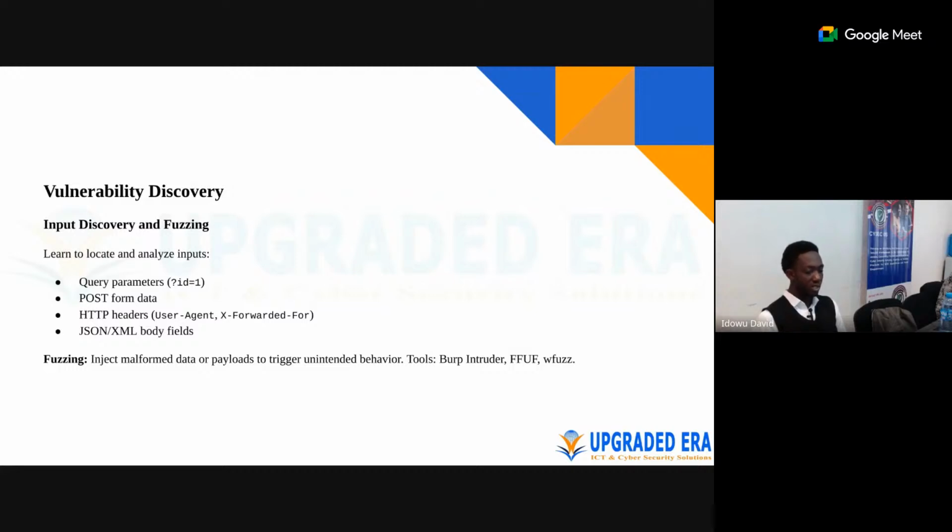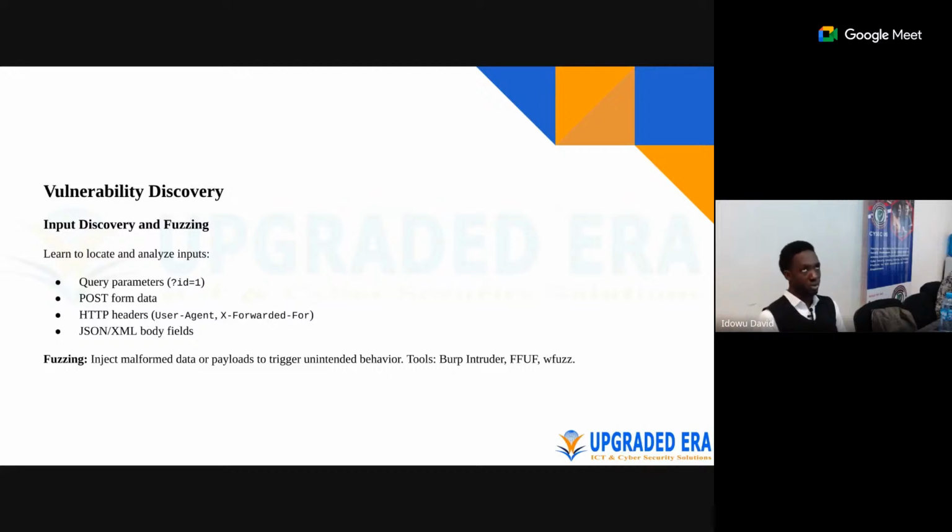So, in vulnerability discovery, what is fuzzing? Fuzzing involves the process of injecting malformed data or payloads to trigger unintended behavior. So it involves you rapidly injecting data or a payload to a target or an endpoint to understand its behavior and how it works. Think of fuzzing like brute forcing. Another word for fuzzing is brute force. Tools like Burp Intruder, FFUF, and WFuzz are often used in fuzzing.